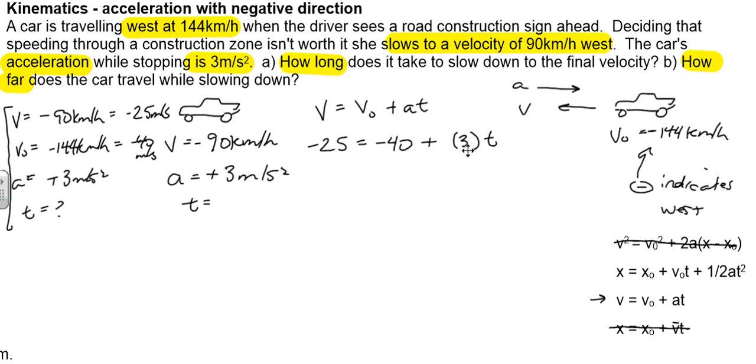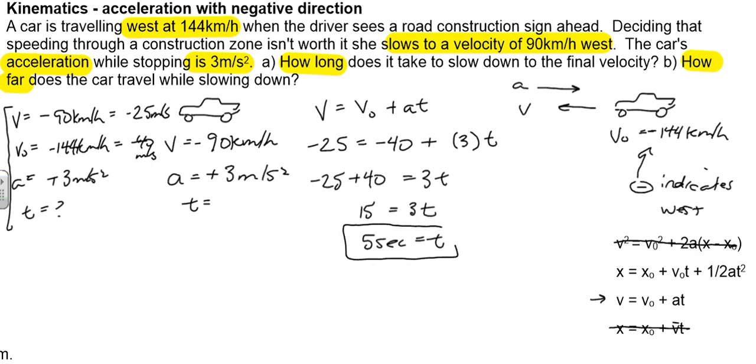All right, so I need to get the t by itself, so I'm going to move the 40 over. So negative 25 plus 40 equals 3t. So that's going to give me positive 15 equals 3t. And then, of course, I divide by 3, and I get 5 seconds is my time. So it took 5 seconds to slow down. Obviously they weren't slowing down really quickly. 5 seconds is a long time to slow down. Pretty straightforward. If you get a negative here, you probably got your acceleration in the wrong direction or your velocity, so you get to double check that. All right, that's part A.